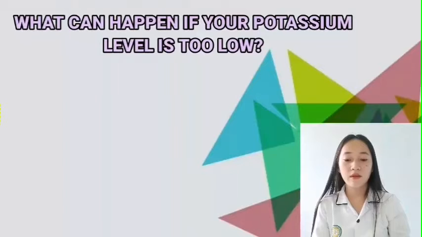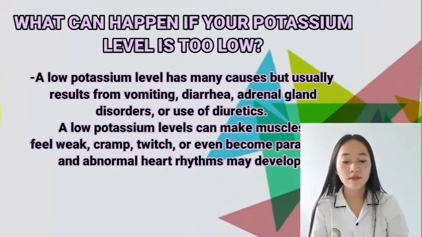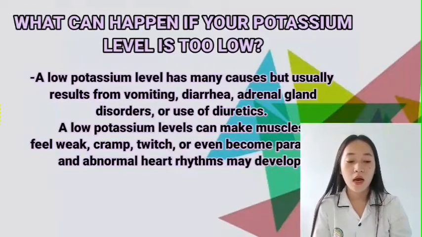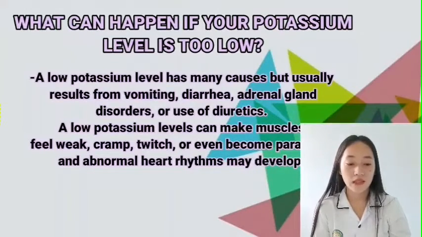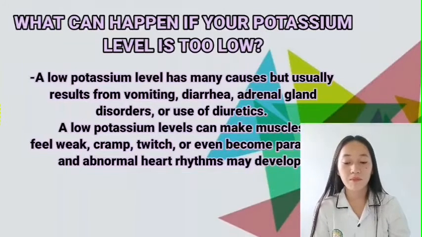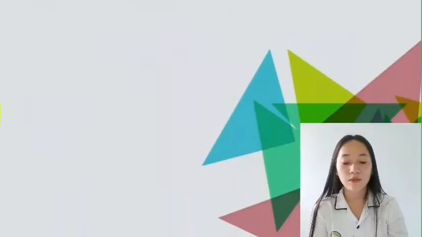So what can happen if your potassium level is too low? In hypokalemia, the level of potassium in the blood is low. A low potassium level has many causes, but usually results from vomiting, diarrhea, adrenal gland disorders, or use of diuretics. A low potassium level can make muscles feel weak, cramp, twitch, or even become paralyzed, and abnormal heart rhythm may develop.